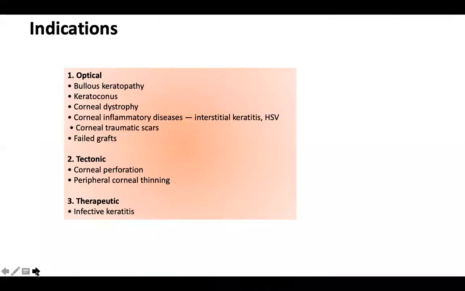So what are the indications of keratoplasty? We have some optical, some tectonic, some therapeutic. Optical, same in patients of bullous keratopathy, keratoconus, post-corneal dystrophies, interstitial keratitis, herpes simplex keratitis, trauma, scars, failed graft. Tectonic, only to cover perforation or corneal thinning. Therapeutic, in case of infective keratitis.